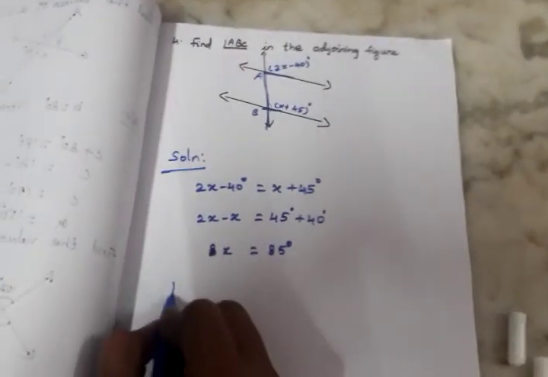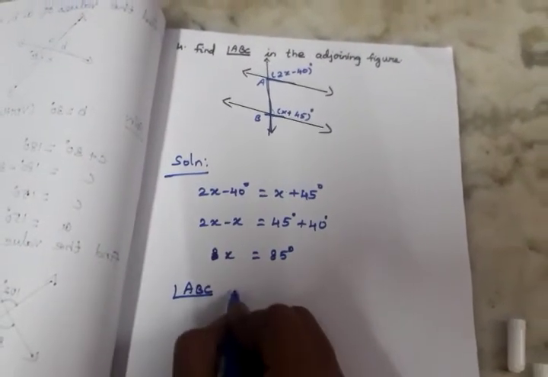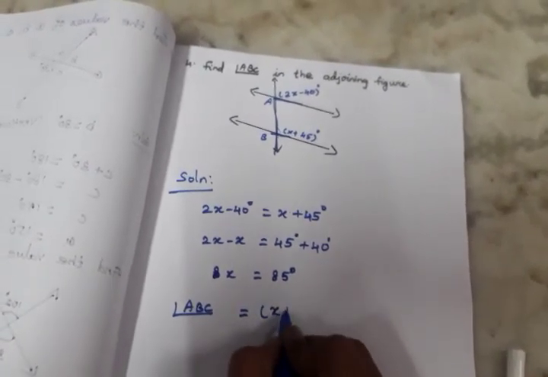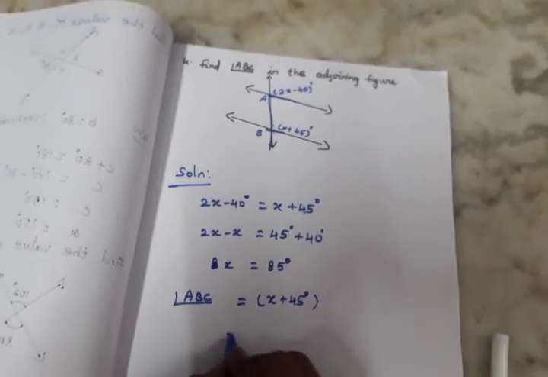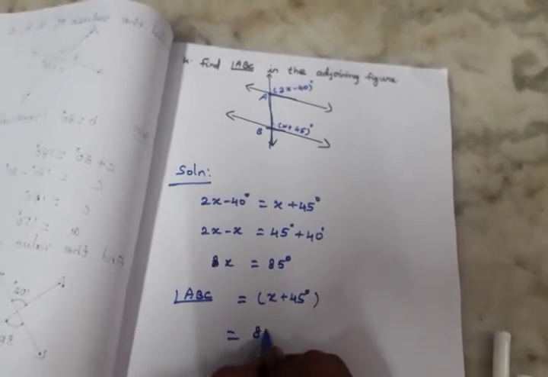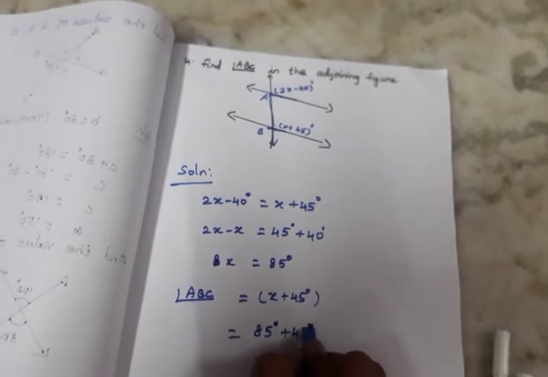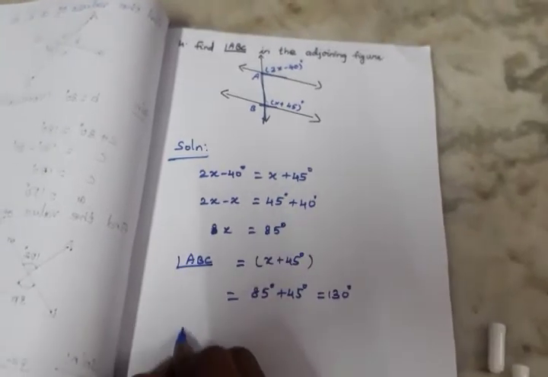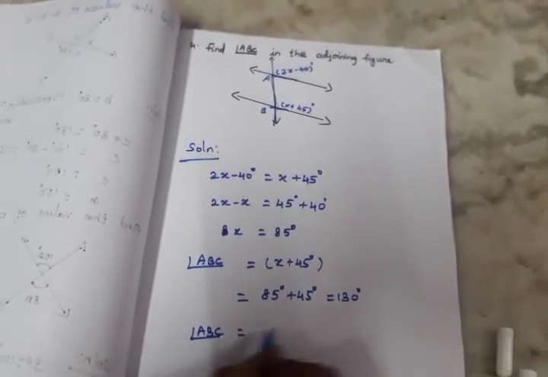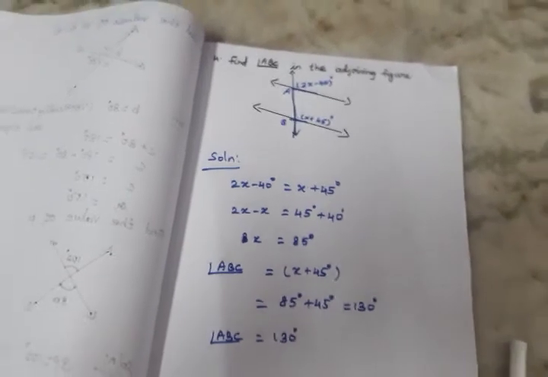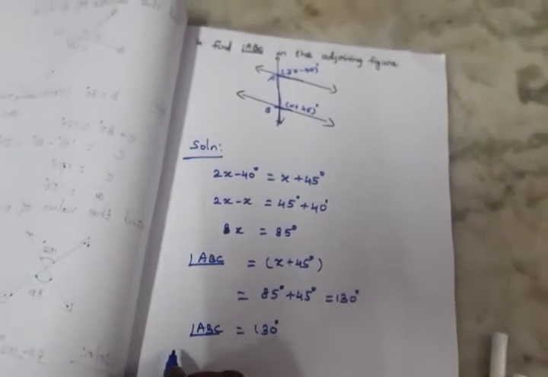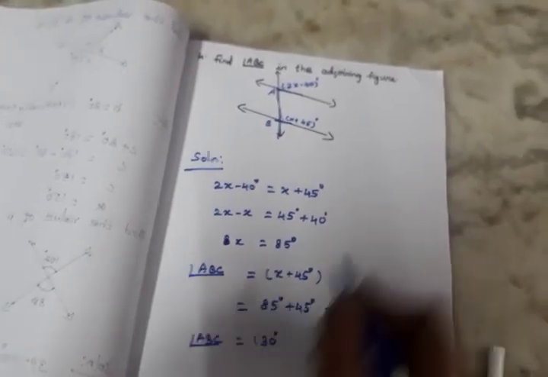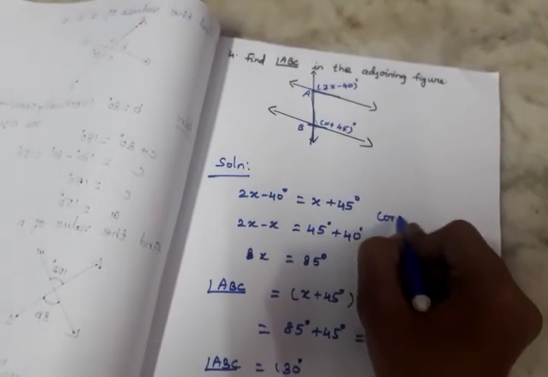Then next, angle ABC equal to x plus 45 degrees. x plus 45 degrees equal to the x value, 85 degrees, plus 45 degrees. Then we get a value of 130 degrees. Angle ABC equal to 130 degrees. Next one is 2x minus 40 degrees. So this one is corresponding angles are equal.